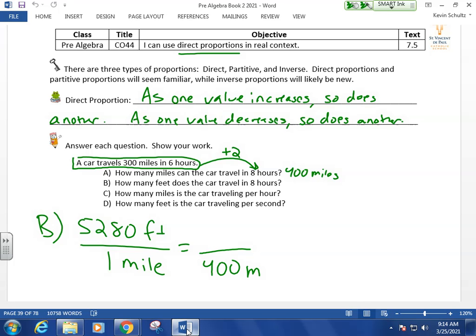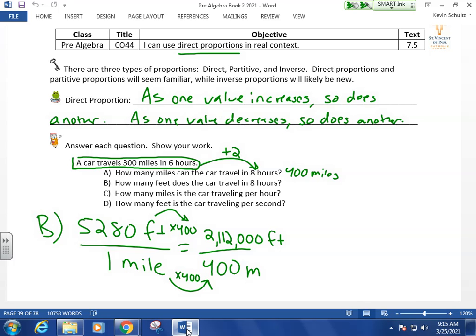So we have a scale factor here, right? Just like the stuff that we did back in CO43. Multiply by 400 to get from 1 mile to 400 miles. Multiply by 400 to get the number of feet. Okay, so 5,280 times 400 gets us, oh boy, that's a lot, 2,112,000 feet in 400 miles.